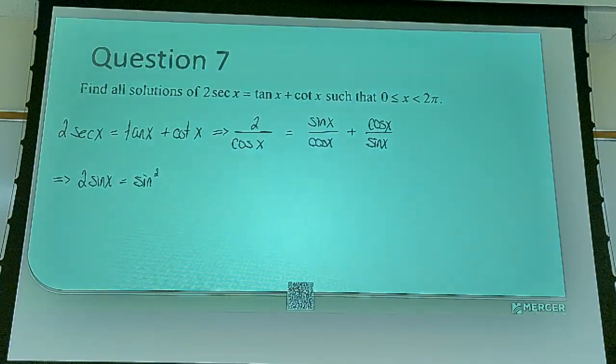We'll get 2 sine of x equals sine squared plus cosine squared, right? What's sine squared plus cosine squared? You're multiplying everything by sine times cosine. That means that 2 sine of x is 1. Sine of x is a half, right?